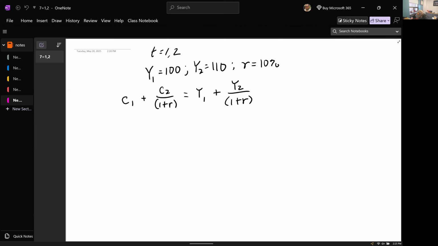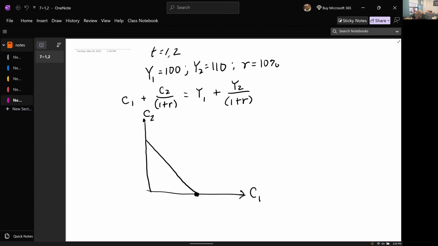Now, we want to graph this, and the way that we're going to graph this is a little bit complicated. So we have C1 on the horizontal axis and C2 on the vertical. So that's consumption in the current time period, and then consumption in the future is on the vertical. And we know that the intertemporal budget constraint is just going to be a linear function, okay?